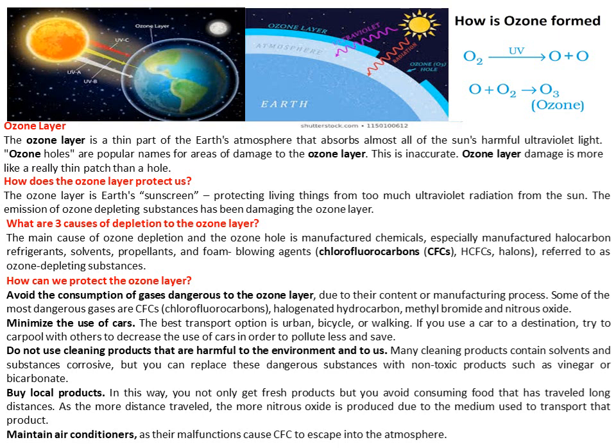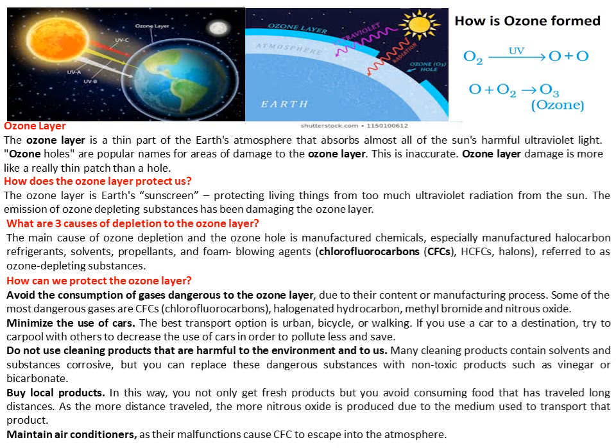Now look here, there are two pictures of the ozone layer. The ozone layer is a thin part of the Earth's atmosphere that absorbs almost all the sun's harmful ultraviolet light. Ozone holes is the popular name for areas of damage to the ozone layer. This is inaccurate. Ozone layer damage is more like a really thin patch than a hole.